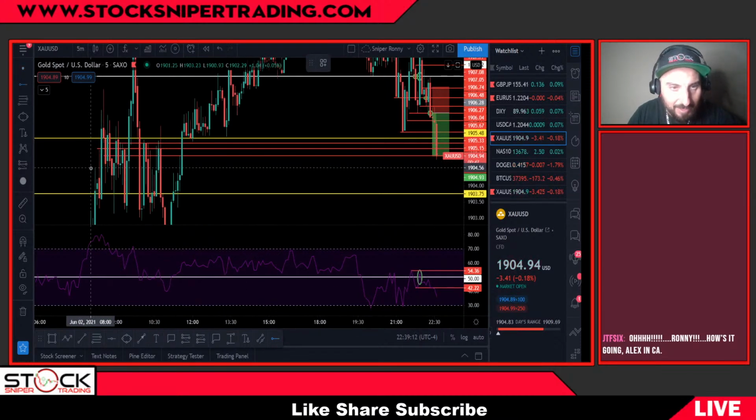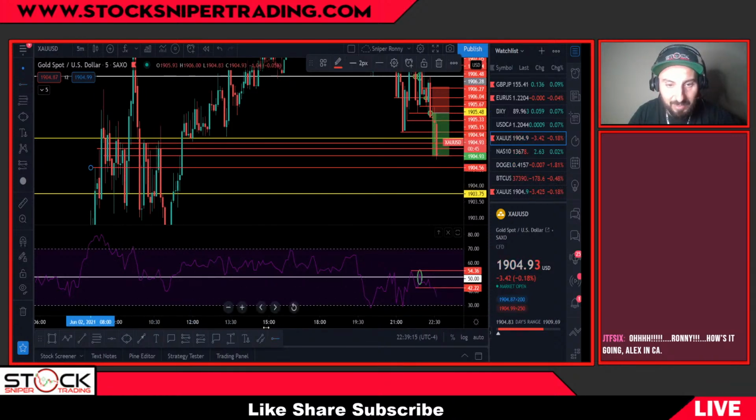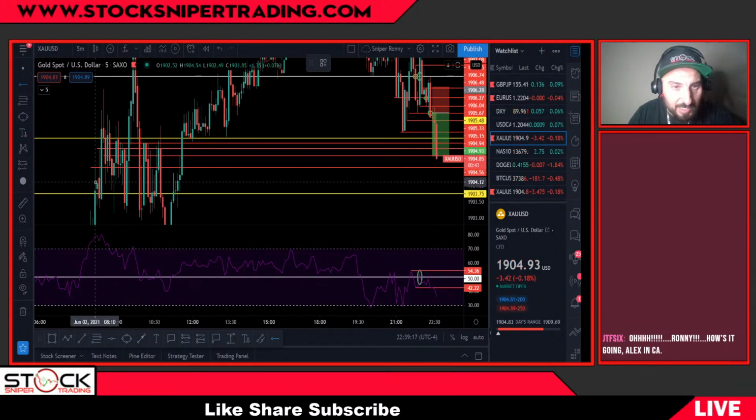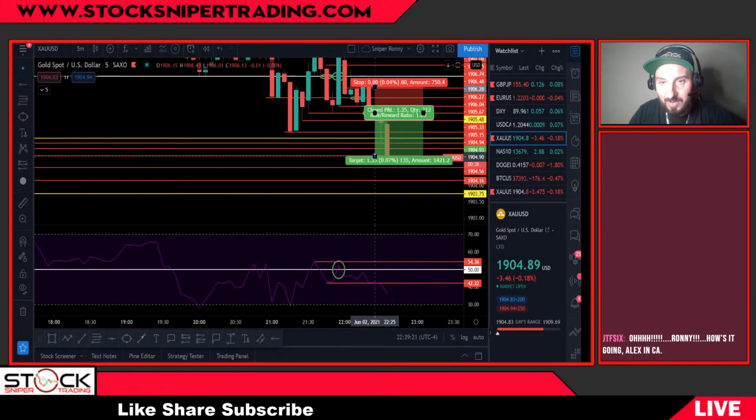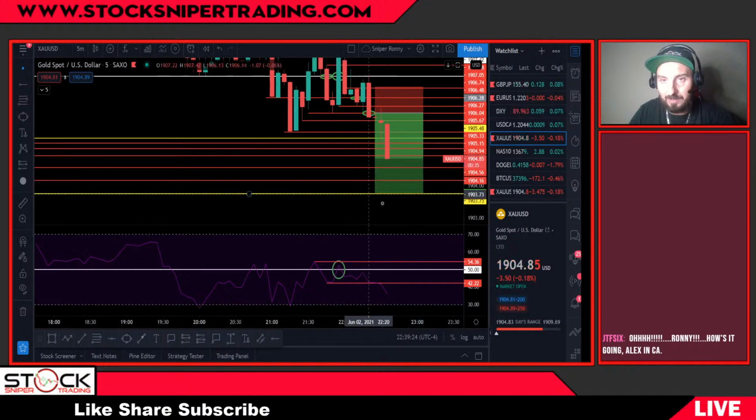Look at this. Right here, price action is going to come down to 1905. Price action wants to come down to here, and then we're going to hit our daily. That's basically it. I can take this profit target down to here now. Hopefully we come down to here.